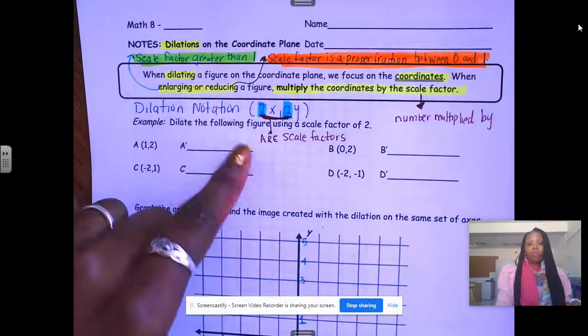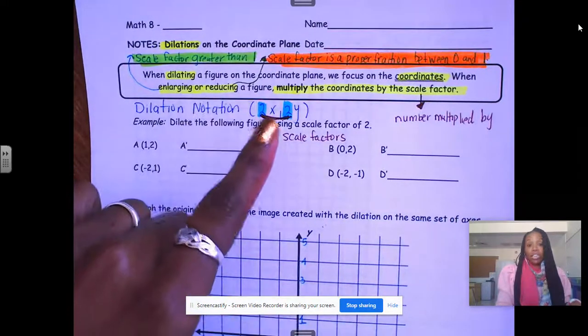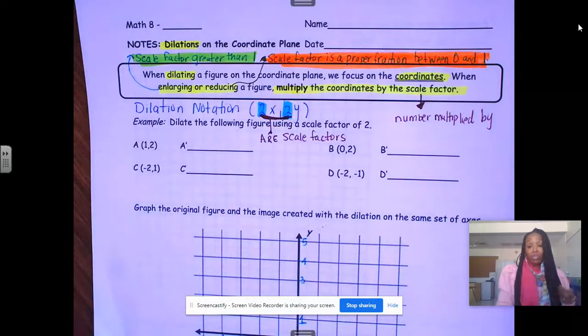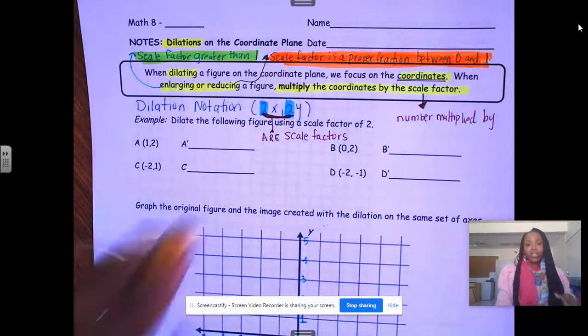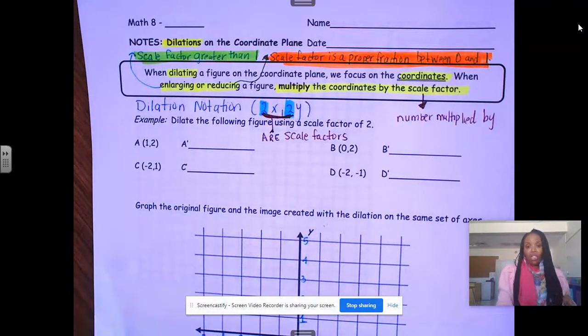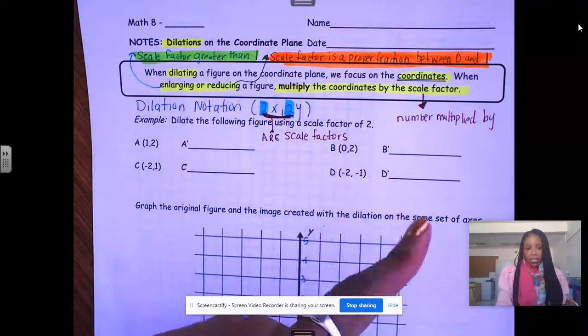When you are reducing, the scale factor is a proper fraction, which is between 0 and 1, like a half, 3/4, 2/5, any fraction where the denominator is bigger than the numerator, or the numerator, the top number, is smaller than the bottom number. Okay, and so all you're doing when you are dilating is multiplying by whatever scale factor you're given.